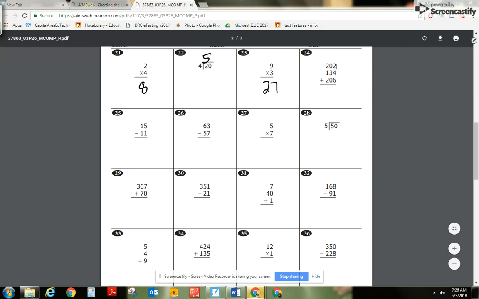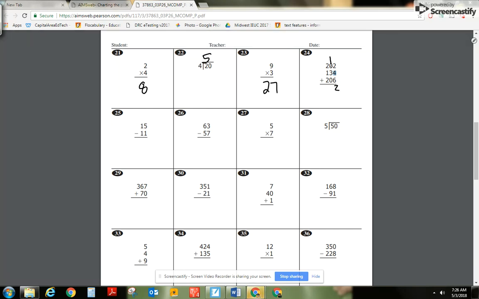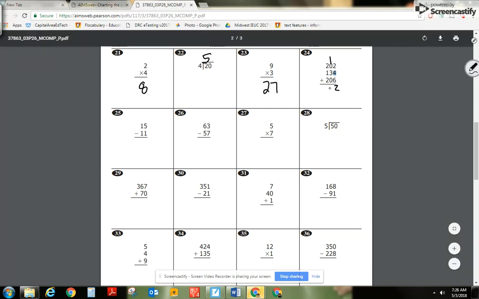I find it easier to start at the ones place with most kids. So right away, I build 10. So 4 and 6 is 10, plus 2 is 12. Then I regroup into the tens place. 1 plus 0 is 1. 1 plus 3 is 4. 4 plus 0 is 4. Then I move on to the hundreds place, and I see 3, 4, 5. So 542.